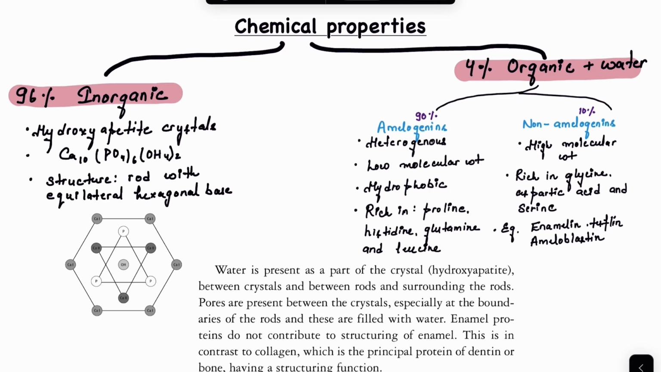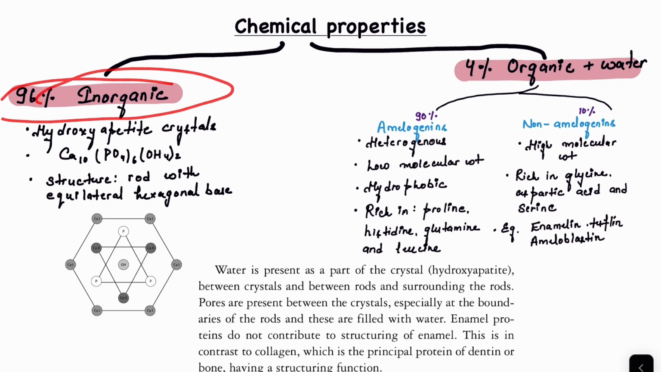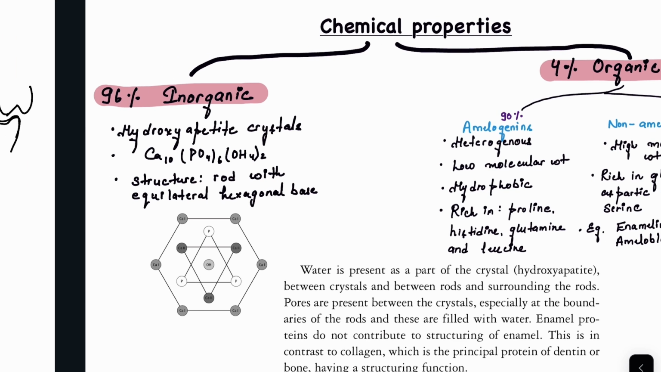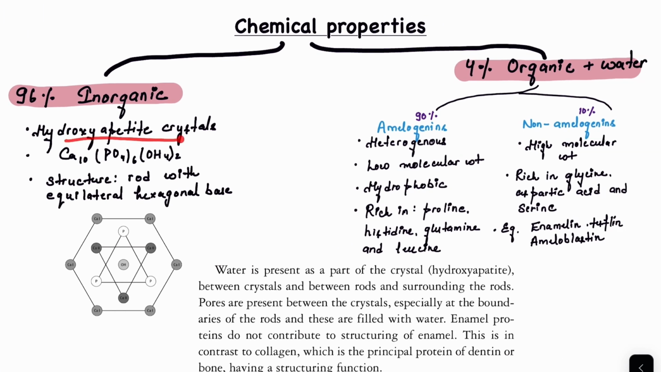Now coming to chemical properties of enamel. Chemical properties, so it has 96% inorganic material and 4% organic material. What is the inorganic constituent of enamel? So the inorganic constituent is hydroxyapatite crystals. Okay, this forms the entire inorganic mass.